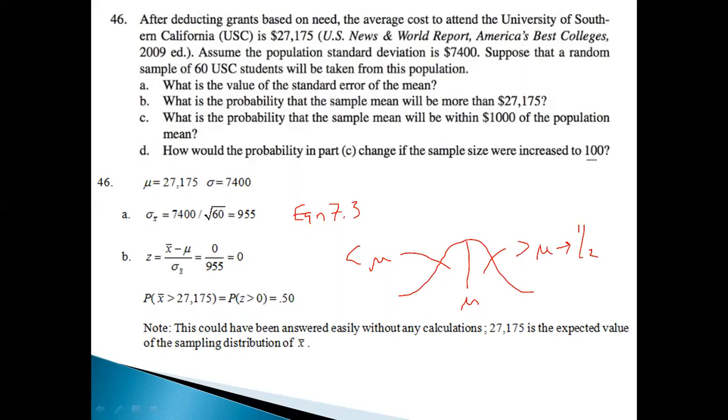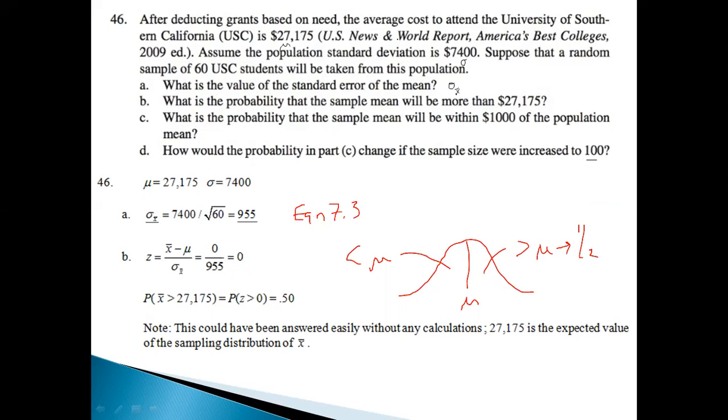Okay, so what is the value of the standard error of the mean? We know that this is mu and this is sigma, and we want the sigma sub x bar, or whatever variable we're using here. So we're going to use equation 7.3 again. So we just take our sigma 7,400 divided by the square root of n, which was 60, and that gives us 955 for our standard error of the mean.